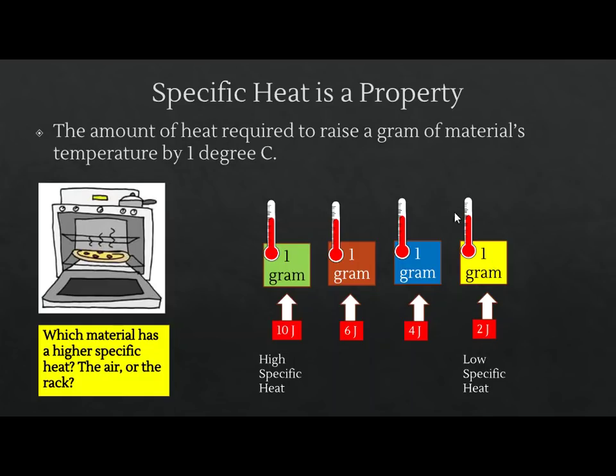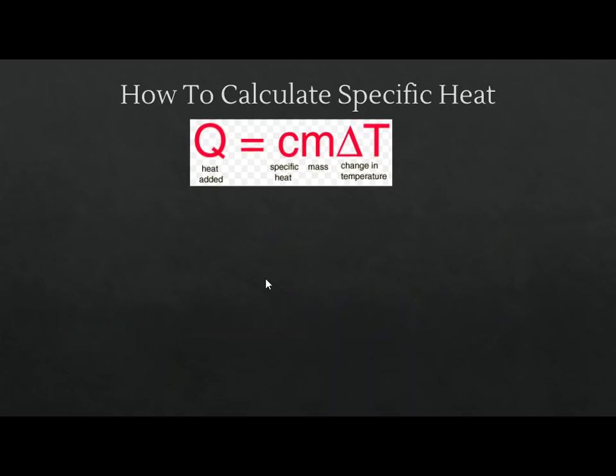It still is the same temperature though. However, the rack can hold more heat. And so if I touch it, there's going to be more heat that's going to come out into my hand. So let's talk about how to calculate this. This looks like kind of a scary equation, but it's not so bad when you break it down.